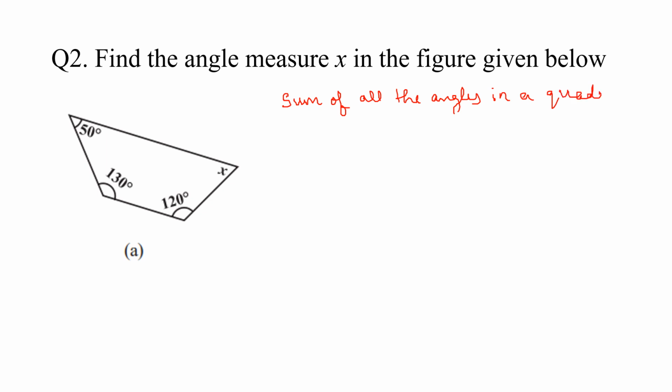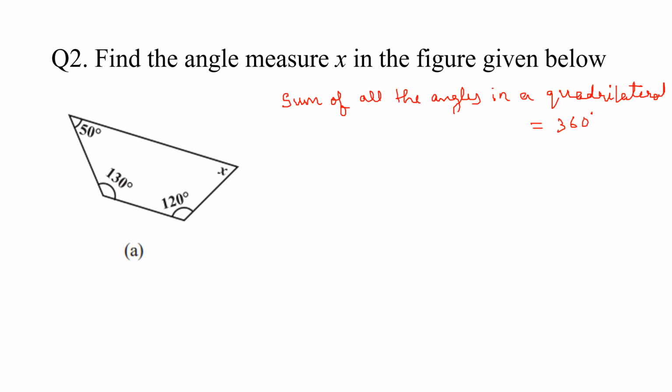It is 360 degree. So now we will use this concept to find the measure of angle x over here, because I have three angles: one angle is 50 degree, another is 130, and 120. Only the fourth angle is missing, and I know that the sum of all the angles in a quadrilateral is 360 degree.